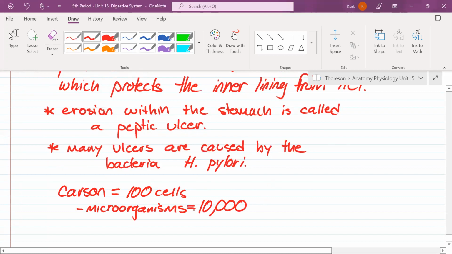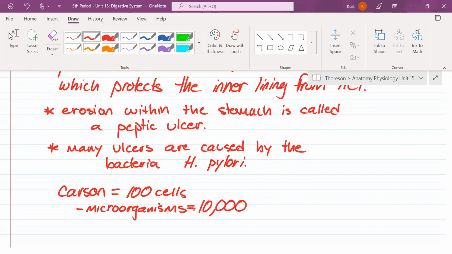You have about 100 times the amount of bacteria living in your body than you have cells of yourself. And here's the thing. These are good bacteria. You need them to digest a lot of food that you would not be able to digest without them. They enter your body and they take up residence.